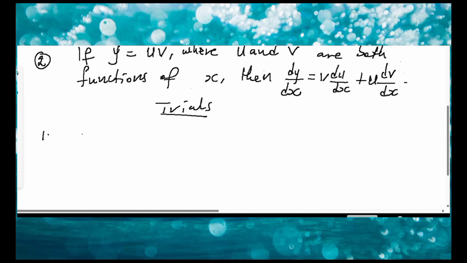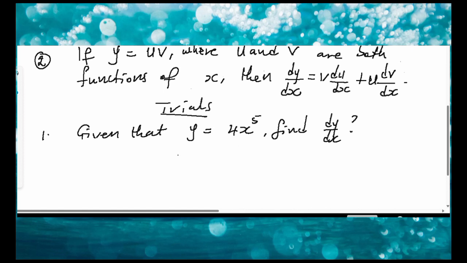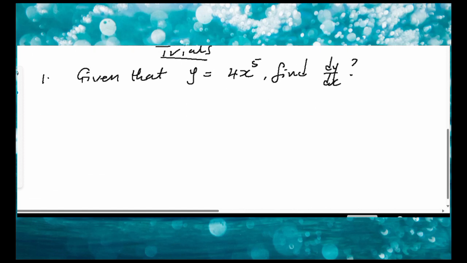Let's say 1, given that y is equal to 4x raised to the power 5, find dy/dx. Okay, right, so to look for the first derivative of y is equal to 4x raised to the power 5 using the product rule. Solution, what we need to first do is some declaration.